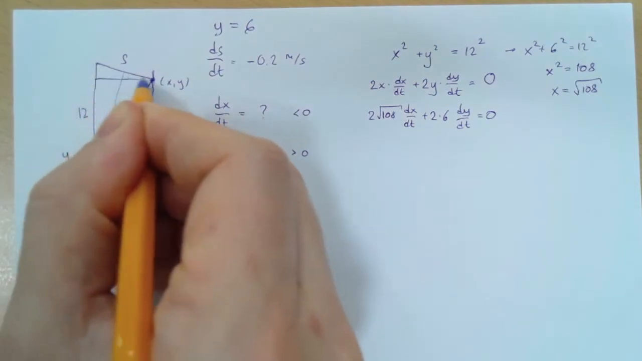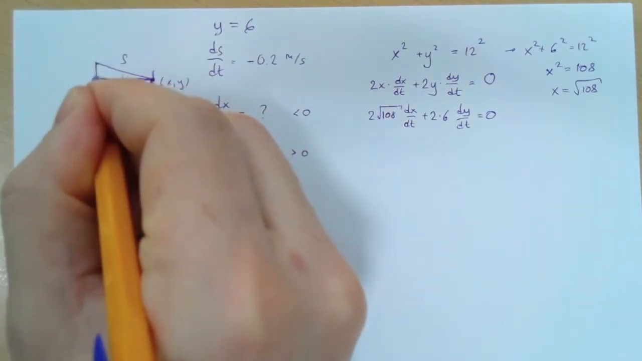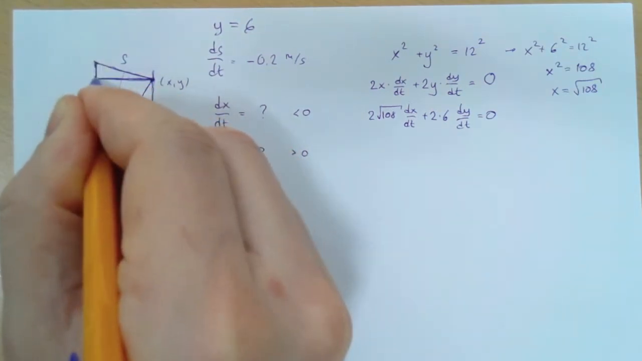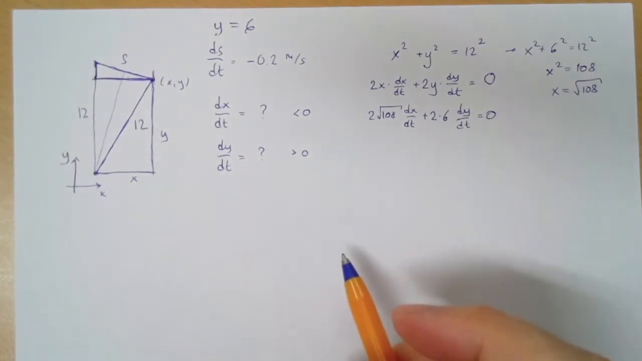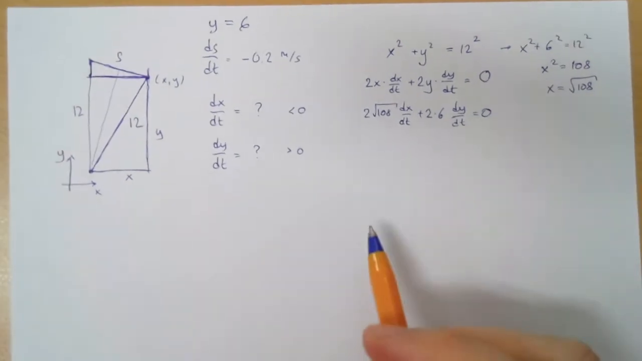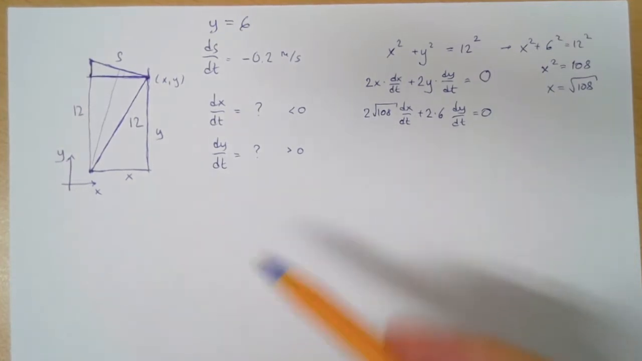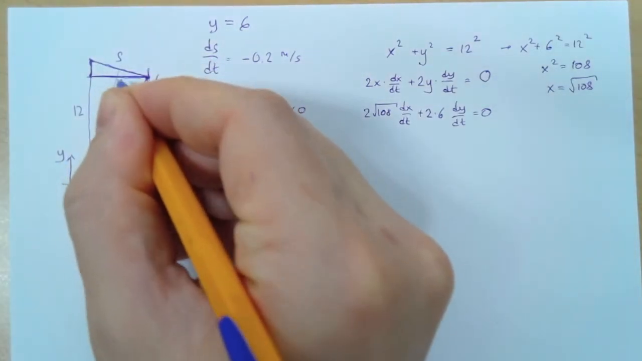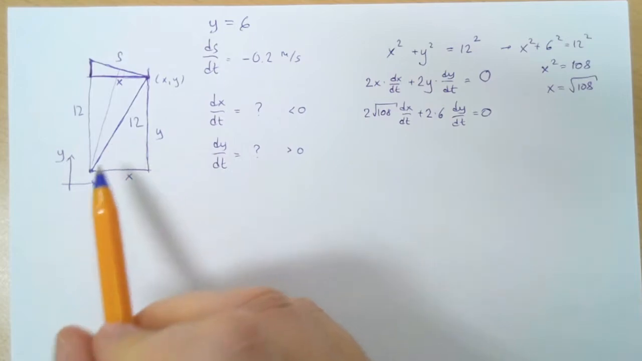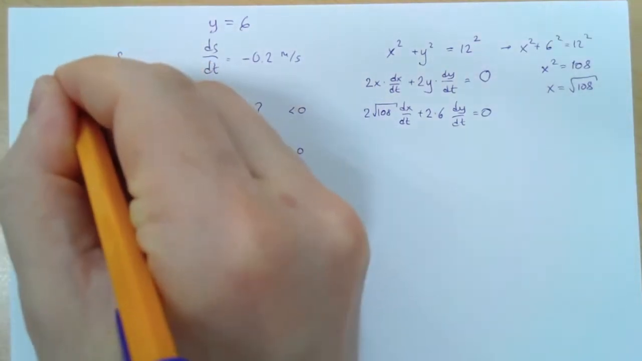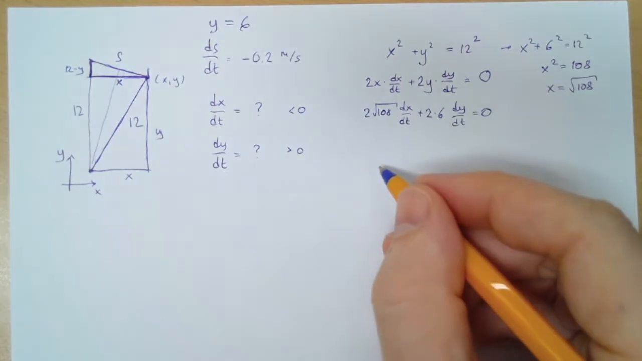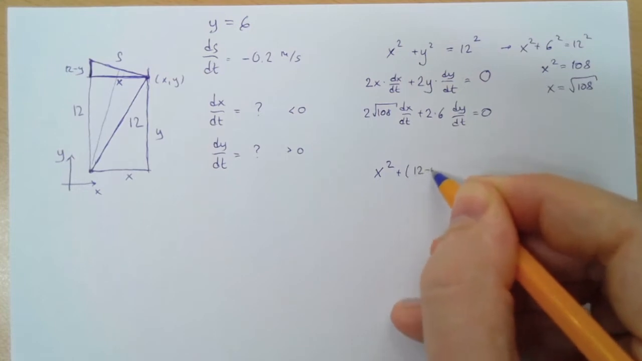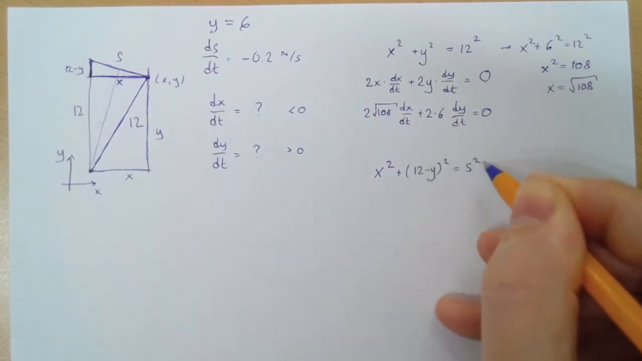Maybe I'm going to look at this triangle. I like this triangle because it involves s. And that's definitely a good thing, since after I differentiate s, it's going to make ds/dt show up. So in this right triangle, that's still x. What about this height here? Well, it's 12 minus y. So that's perfect. I can set up a new equation using the Pythagorean theorem. x squared plus (12 minus y) squared equals s squared.